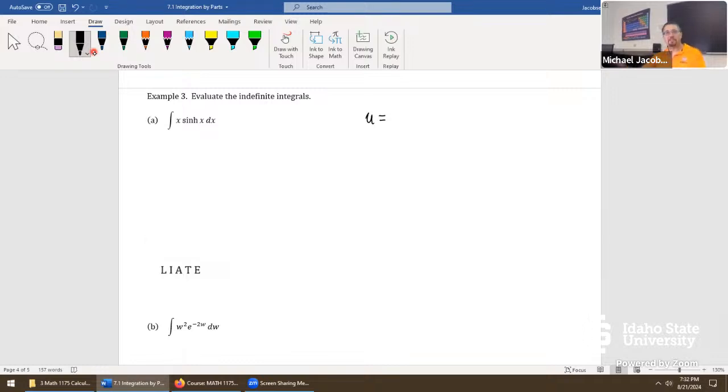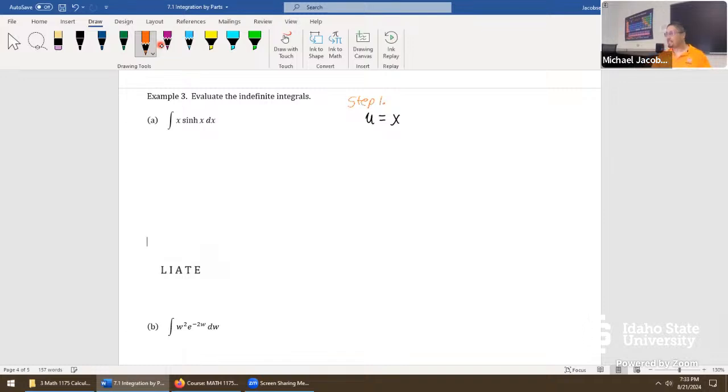I agree with you. And notice that this mnemonic isn't even perfect. Hyperbolic sine doesn't seem to fit anywhere here. It seems like it would fit mostly with trigonometric, although it's a hyperbolic trigonometric function. But if I see something that looks algebraic, like an x, that's often, but not always, a good choice. Let's just set u equals x. And really with integration by parts, this is step 1.